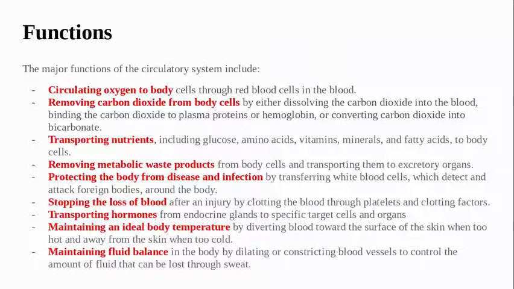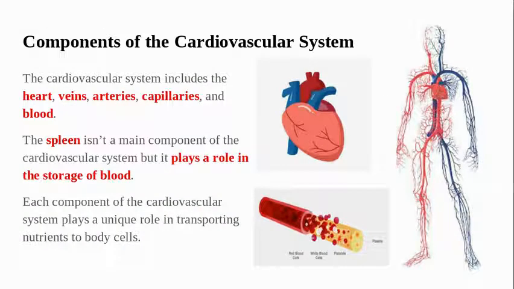The cardiovascular system carries out many important functions, including circulating oxygen to the body cells and removing carbon dioxide from those body cells, transporting nutrients, removing metabolic waste products from body cells, protecting the body from disease and infection by transferring white blood cells, stopping the loss of blood by clotting blood, transporting hormones, maintaining an ideal body temperature, and maintaining fluid balance. So as you can see, the cardiovascular system also plays an important role in maintaining the homeostasis of the body throughout all of these functions.